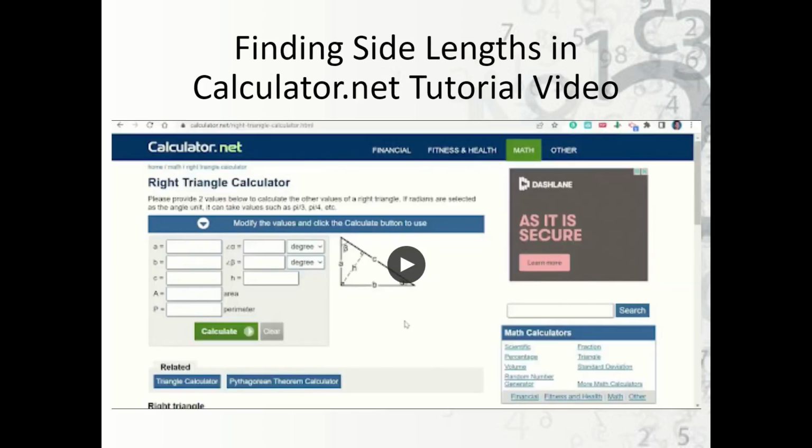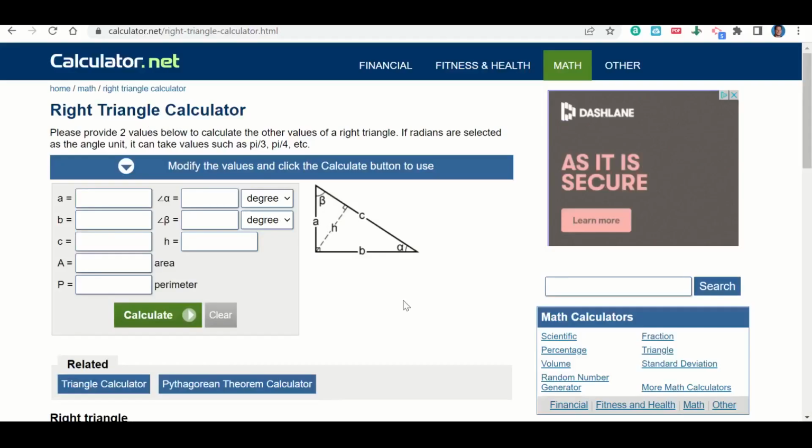There's a video here that shows you how you can use calculator.net to find side lengths. So you can go ahead and watch that video and figure out how to find side lengths. Let's talk now about how you can check your work when finding the length of a side of a right triangle when you're given one side and an angle.